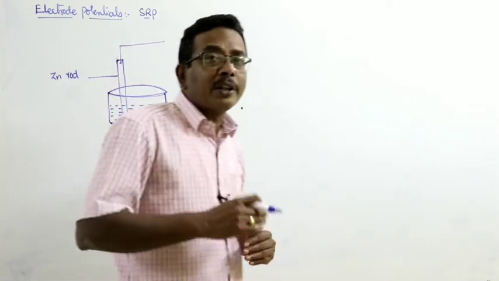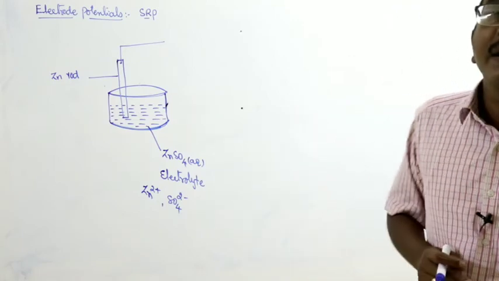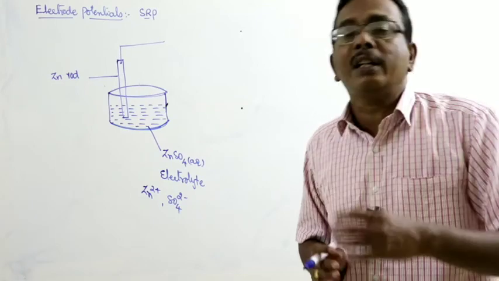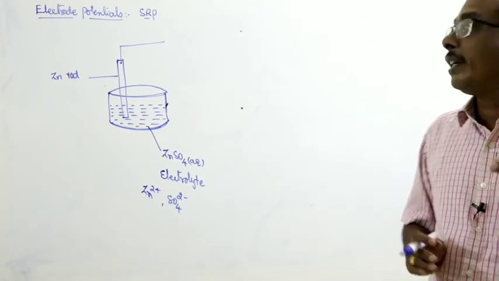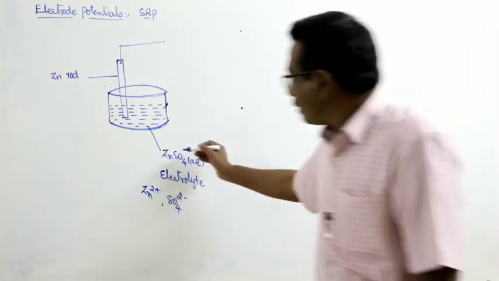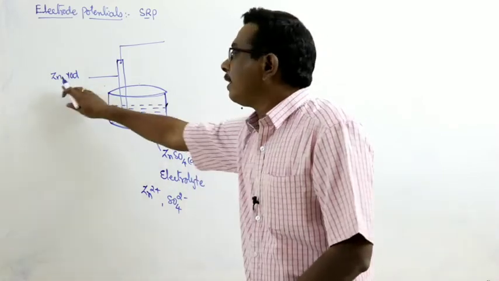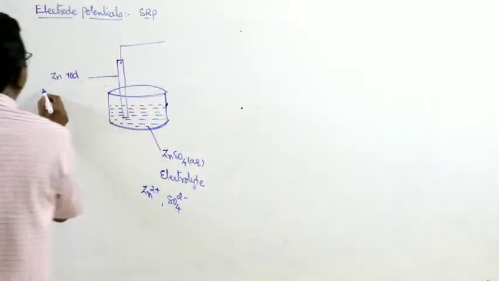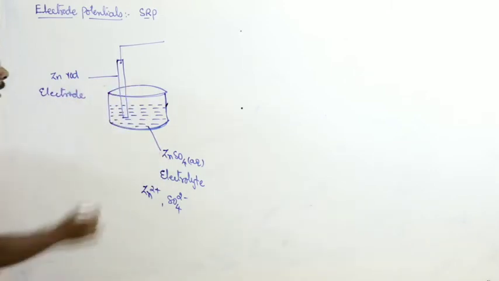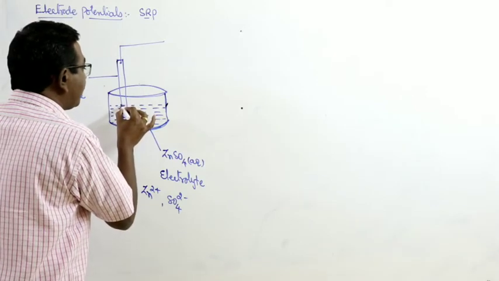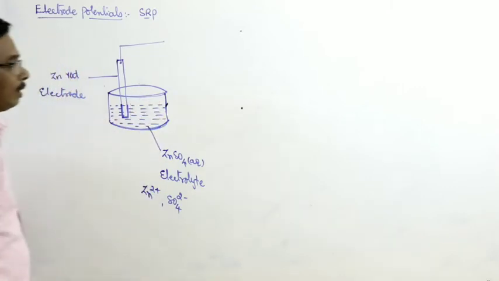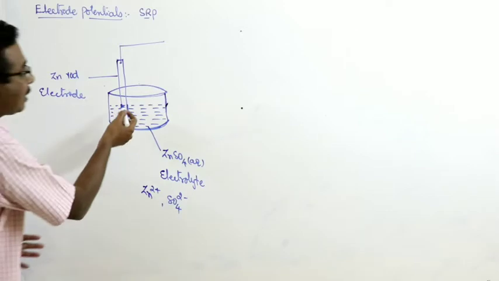How can you define electrode potential? The potential difference between the metal electrode and its own ions in an electrolytic cell is known as electrode potential. Here this is the zinc sulfate electrolyte and this is the zinc rod electrode. When the zinc rod is suspended in the electrolyte, a potential difference is created at the surface of this electrode. A potential is developed at the surface of the metal electrode.